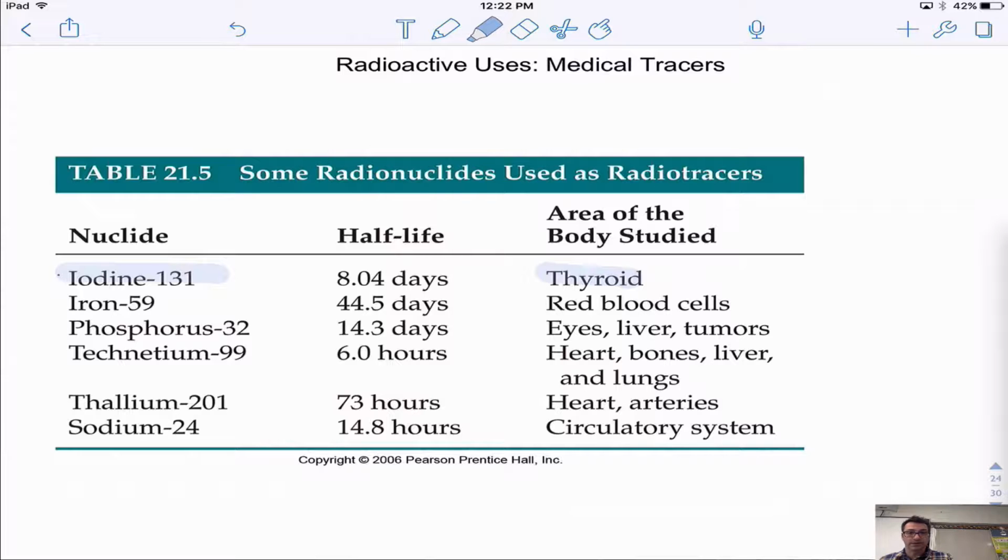If you want to study red blood cell function, you can use iron-59 that gets incorporated into hemoglobin. Phosphorus-32 can be used to study eyes, liver, tumor. In a normal lab, you can also incorporate phosphorus into DNA, into that phosphate backbone of the DNA, and you can basically what they call radio-label it. Technetium-99, that's used to study the heart, bones, liver, lungs. Sodium-24 is for the circulatory system.